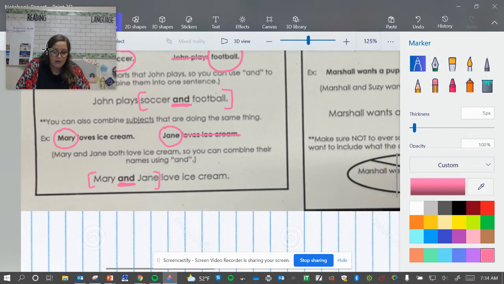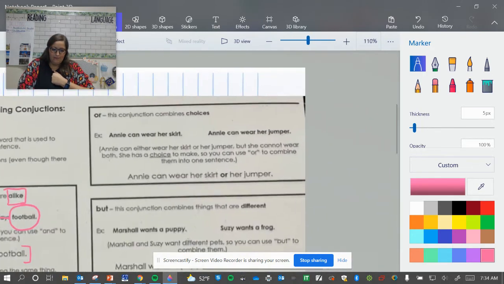The two people that love ice cream are the bread of my sandwich, Mary and Jane. I wouldn't say Mary loves ice cream and Jane loves ice cream. Although that's a complete sentence, the point of using a conjunction is that we're taking away some of the things that repeat, okay? All right, let's talk about the next one.